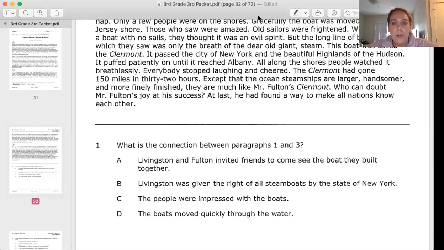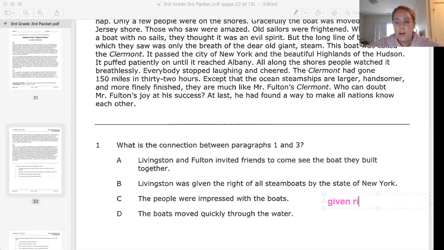Okay, I'm going to stop sharing my screen, and then I'm going to share it again with you. So I am going to put my blind answer as that he was given rights of steamboats by New York. So even though Livingston and Fulton invited friends to come see the boat they built together, that's not mentioned in paragraph 1 or paragraph 3, even though it was mentioned in the text. So I can cross off A.